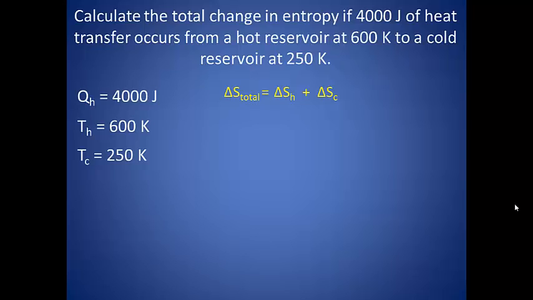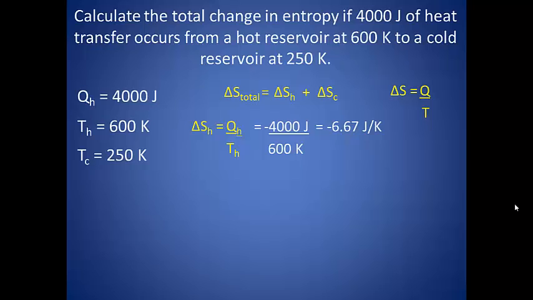So if we pretend for a moment that the process is reversible, we can calculate the change in entropy of the hot reservoir. So let's do that. In order to determine the change in entropy of a reservoir, we simply take the heat change divided by the temperature. This is true for any reservoir, so the change in entropy for the hot reservoir in this case is negative 4,000 joules, because we are losing heat, divided by 600 Kelvin. And we end up with negative 6.67 joules per Kelvin as our change in entropy.